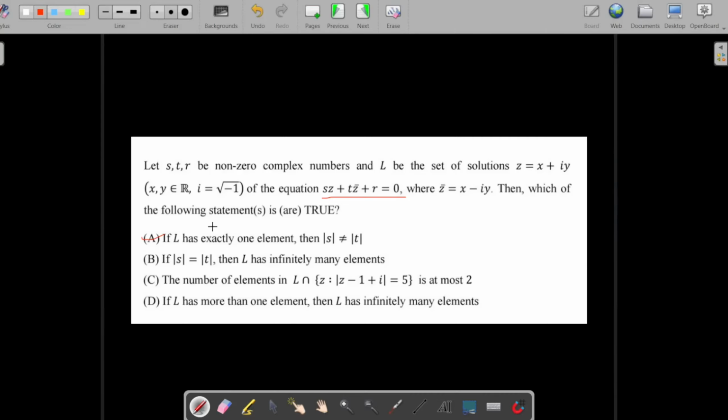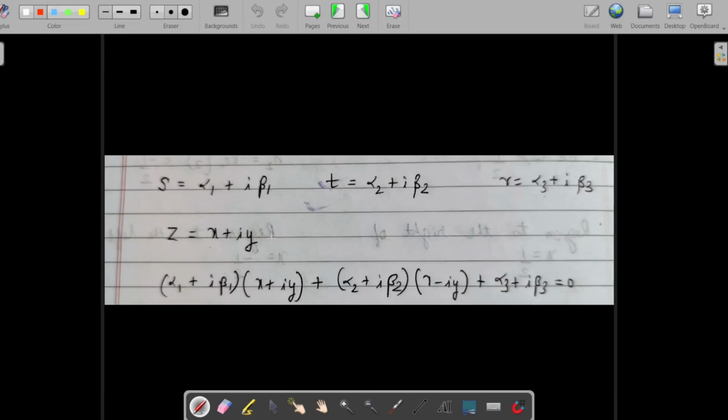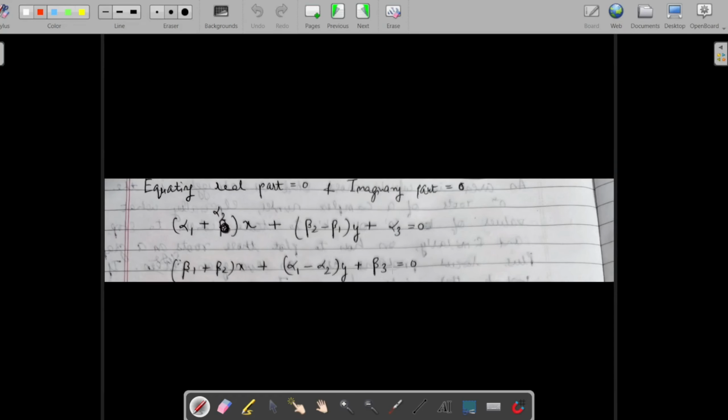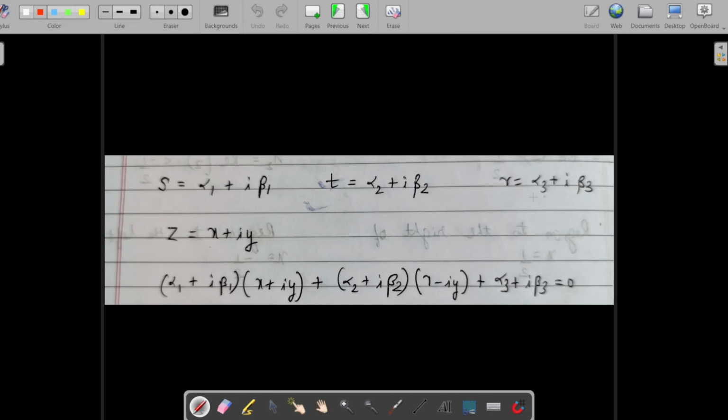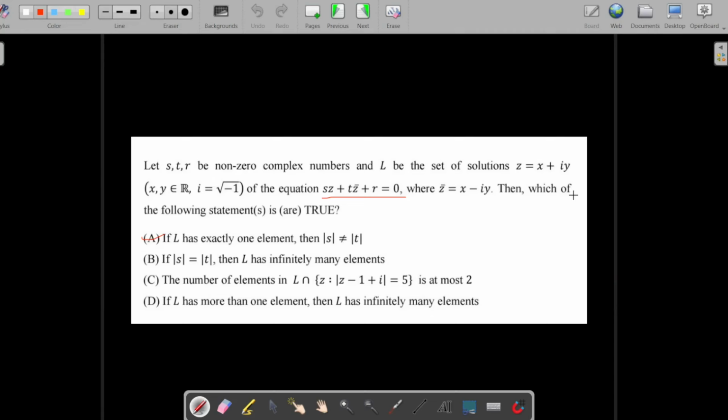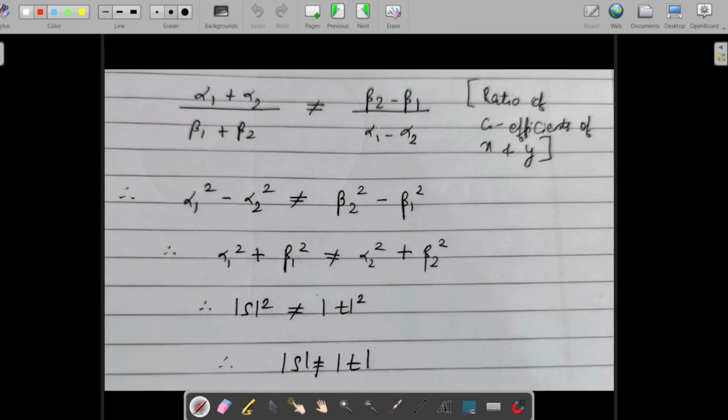Then the next thing is, if mod s is equal to mod t, then L has infinitely many solutions. So when two straight lines have infinitely many solutions, the ratio of all the coefficients is equal, right? For that to be the case, alpha 3 upon beta 3 should also be that specific ratio. But because R here is any random complex number, we have no idea what alpha 3 and beta 3 are. So we are not given any condition. So in general, if we have no condition, then we have to just focus on these two. So if mod s is equal to mod t, then we will get this ratio as equal, right? So instead of inequality, we will get equality.